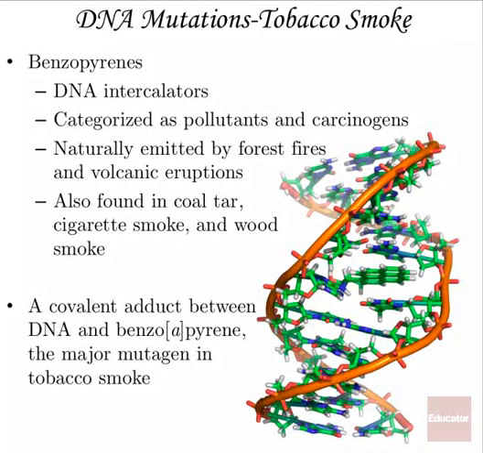Now, I said that I'd mention what a DNA intercalator is. And what we have here, just to skip down to the second bullet point, is what we're looking at on the right side. This is a covalent adduct between DNA and benzopyrene. Right? And this is the major mutagen found in tobacco smoke. Now, benzopyrenes are DNA intercalators. And a DNA intercalator is something that binds in between the two DNA strands and kind of pushes it apart. So if we see here, the benzopyrene is right here, okay?